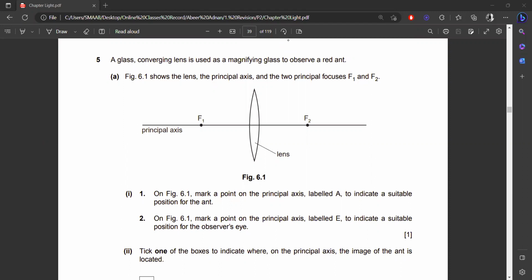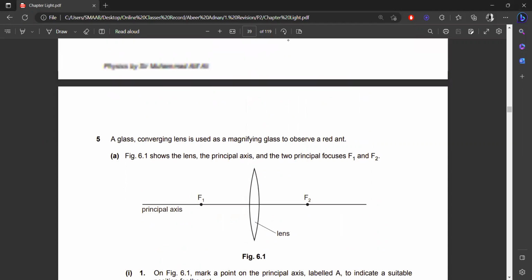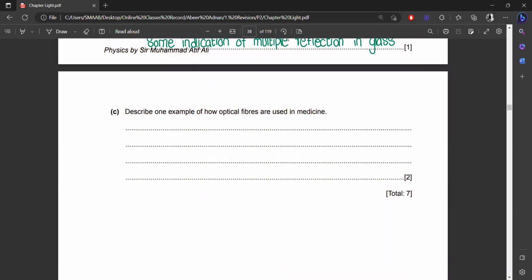Okay, so in the previous session, we had some questions related to light. The question was: describe one example of how optical fibers are used in medicine. You already know the concept of an endoscope, so we need to explain with reference to the endoscope, right? We use the endoscope in the medical field to detect internal organs or internal disease, or for internal treatment of the body, right?